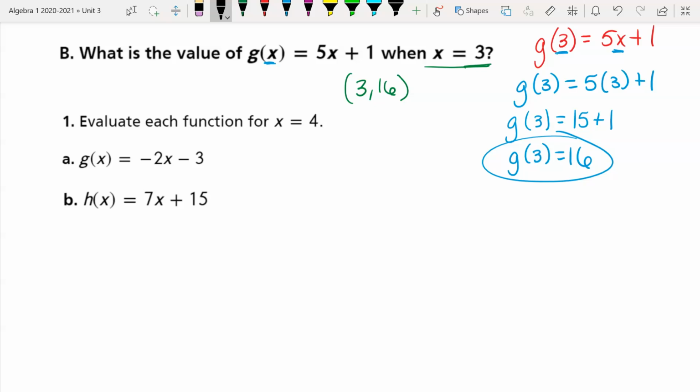So I want you to go ahead and try the next two. I'm plugging in 4 for my x. So again, another way to write it, g of 4 equals negative 2x minus 3. So now I want you to solve it. What am I going to plug in for x? Well, I'm going to plug in 4.